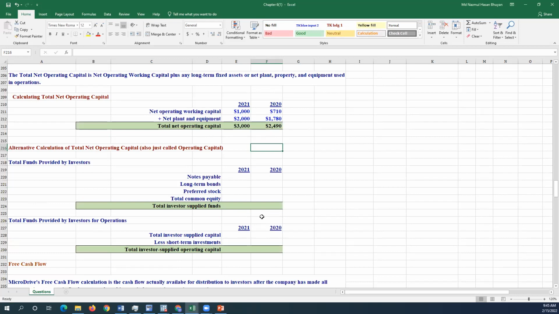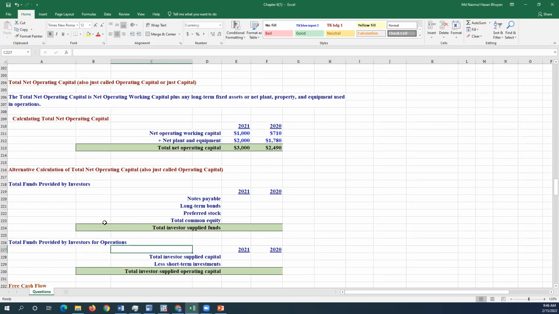Now, as I said, let us calculate net operating capital in a different approach. In that approach, we are going to calculate total net operating capital by calculating total investor supplied operating capital. The total net operating capital and the total investor supplied operating capital should have the same value, because at the end, it is the investors who provide the total net operating capital directly by making investment or indirectly by retained earnings.